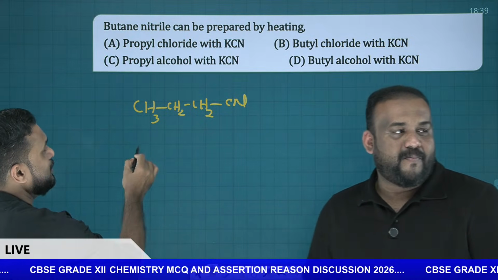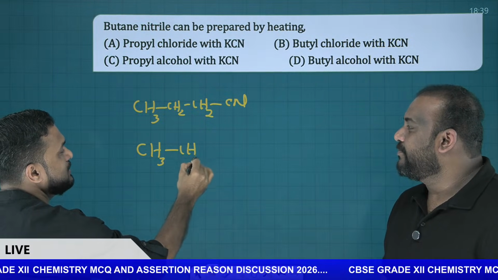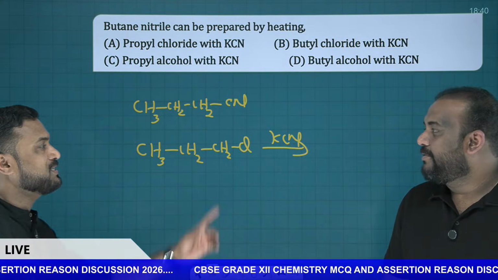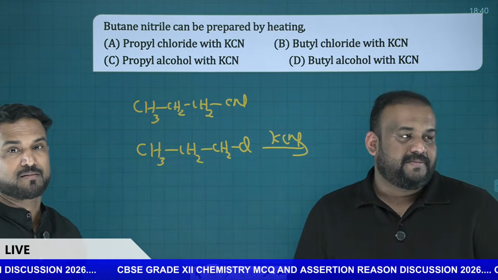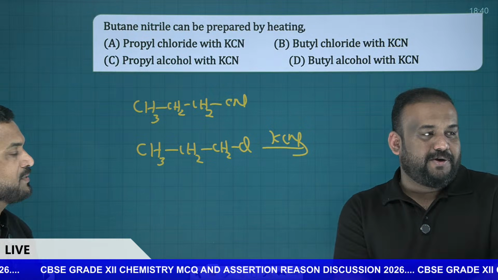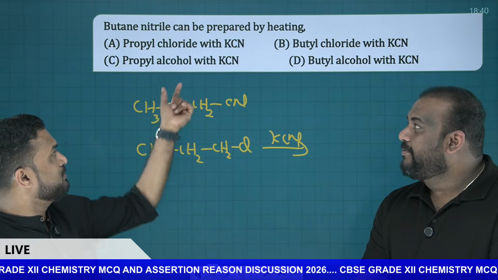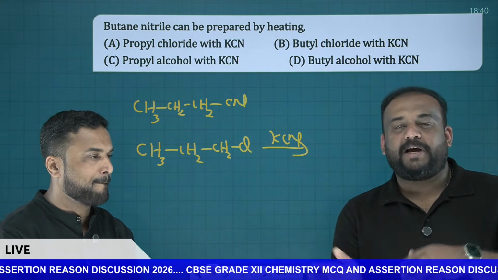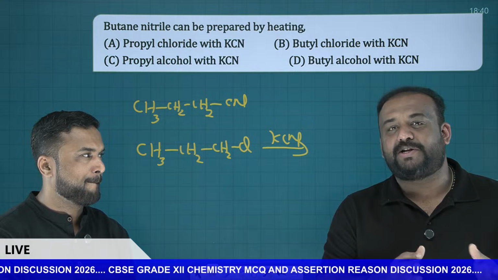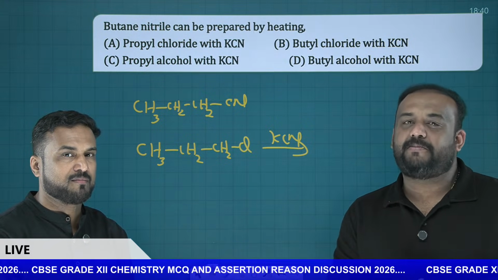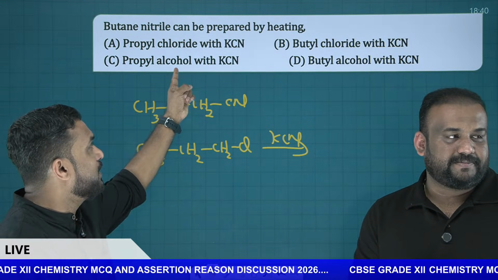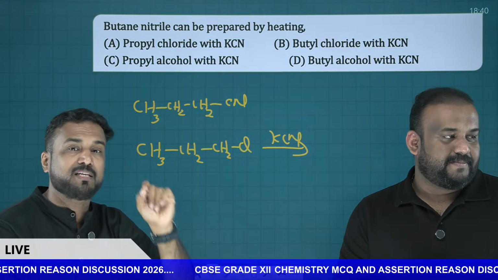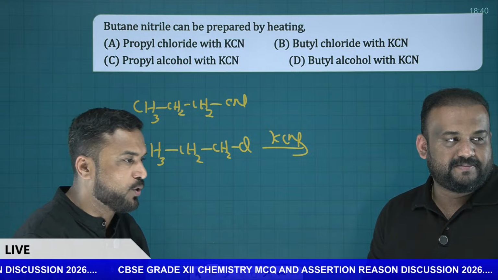The correct answer is propyl chloride, CH3CH2CH2Cl, when it reacts with KCN. The CN minus can easily substitute Cl minus, because chloride is a better leaving group. Don't get confused with the alcohol. Some students may get confused in option C and think they can use propyl alcohol and do the substitution. But remember, OH is not a good leaving group compared to Cl minus, so CN minus cannot directly replace OH minus. Cl minus is a better leaving group. So the correct answer is option A.